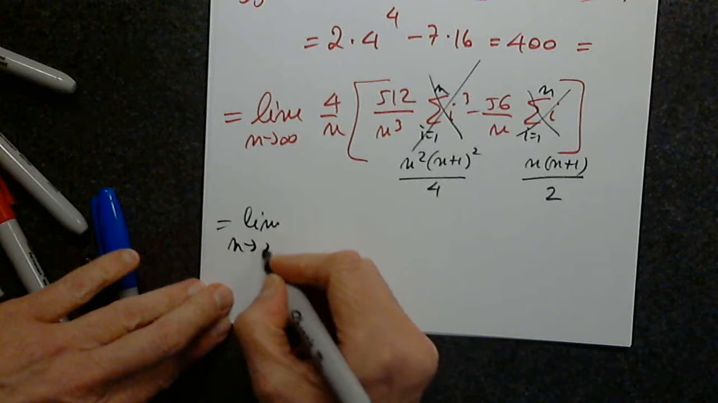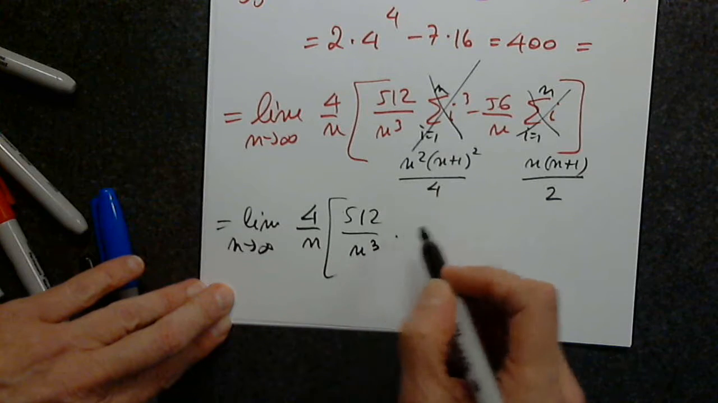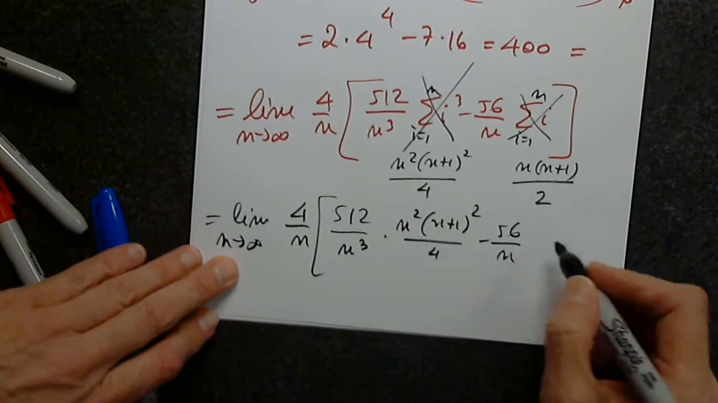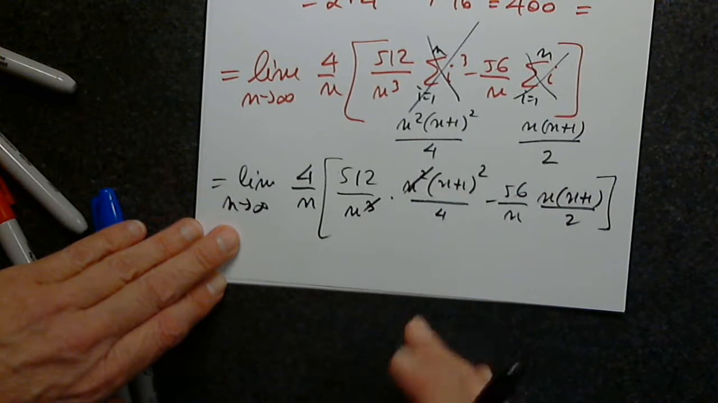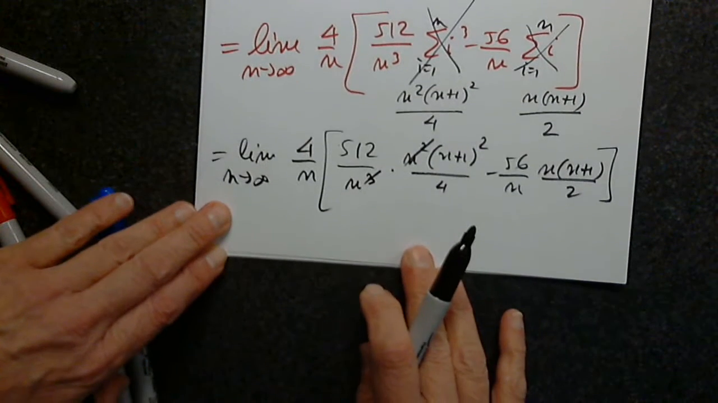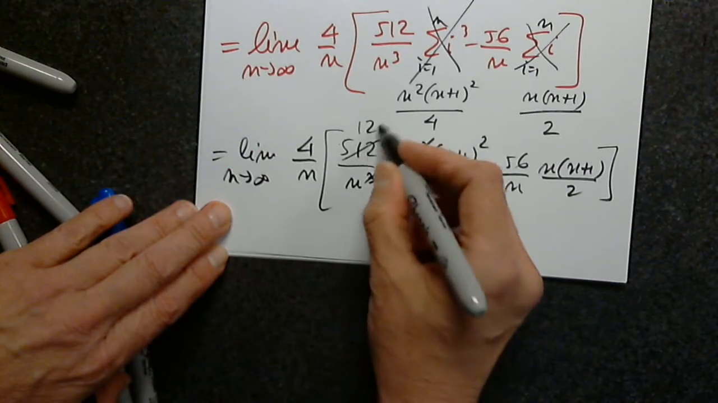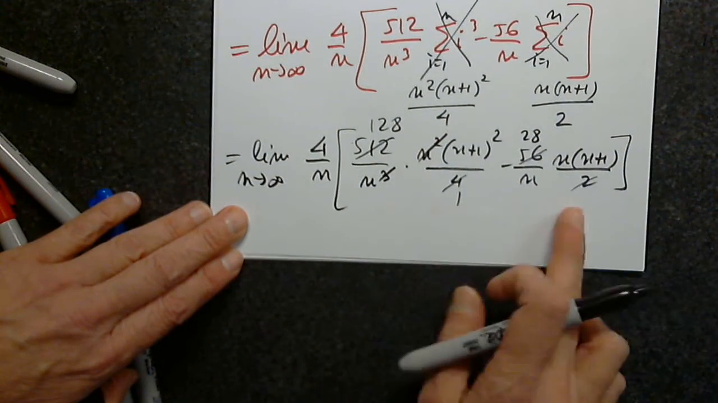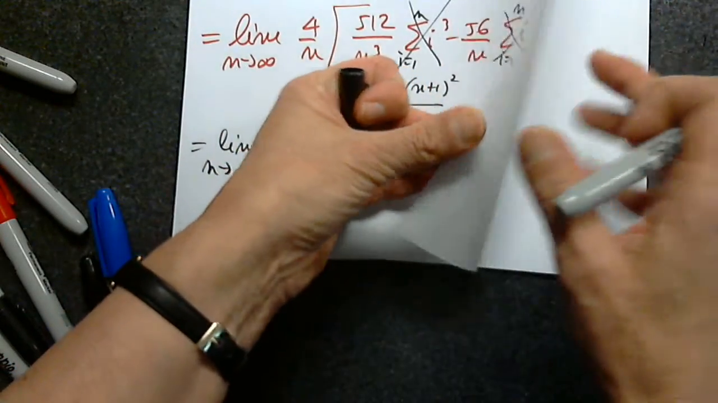Good question. 4 over n. So I have inside 512 over n cubed times n squared, n plus 1 squared over 4, minus 56 over n and n plus 1 over 2. Yes, these two will go away: 512 divided by 4 and 56 divided by 2, because I can. And this is 28. Okay. So the least common denominator is n, and I will multiply by the n in front.